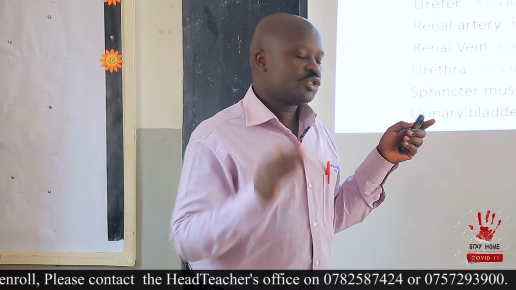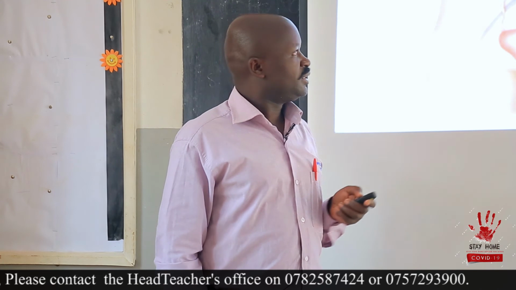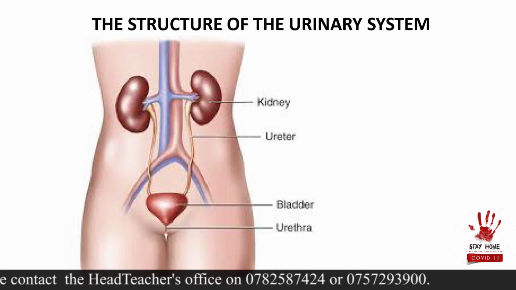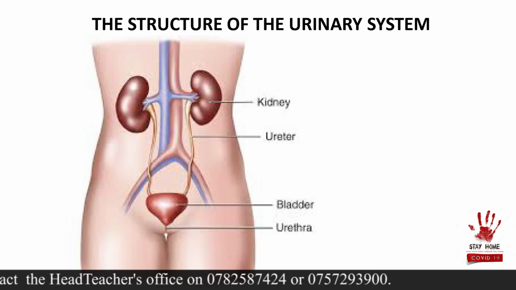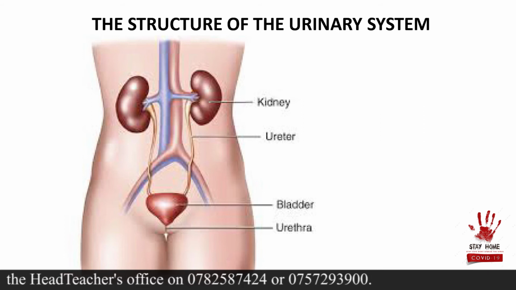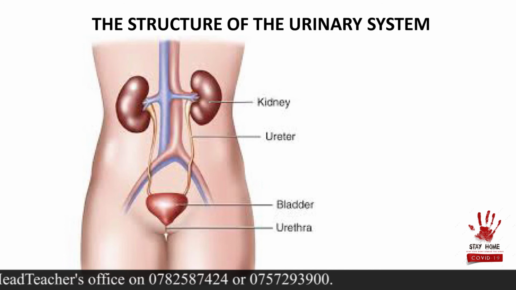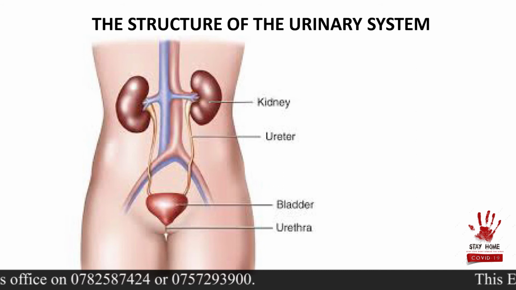Before I go to the functions of the kidney, let us have a flashback of the urinary system, whereby we can see the kidneys, that is the left kidney and the right kidney. We also have the ureter, the other side and also this side. We also have the urinary bladder. We can also have the urethra. So those two vessels, that is this one and this one, is the aorta and this is the vena cava.